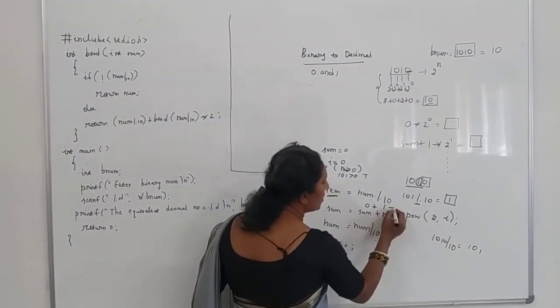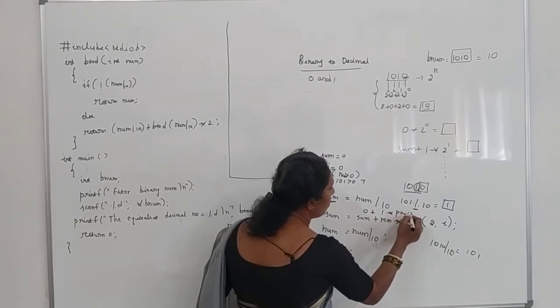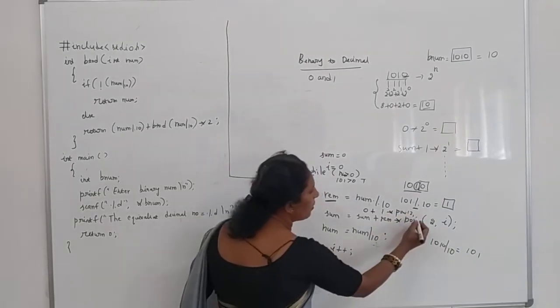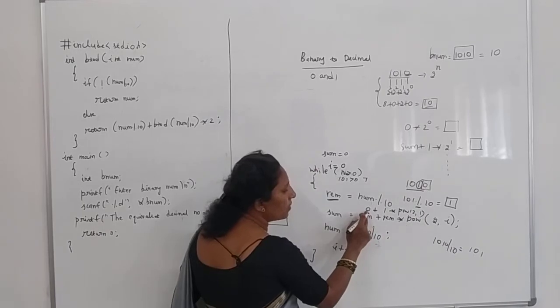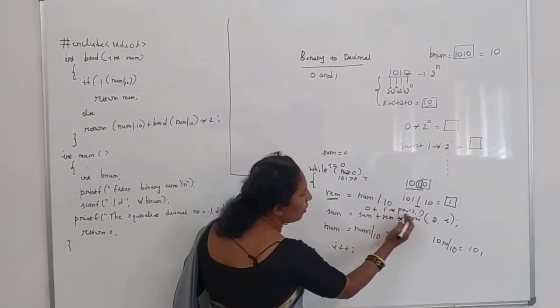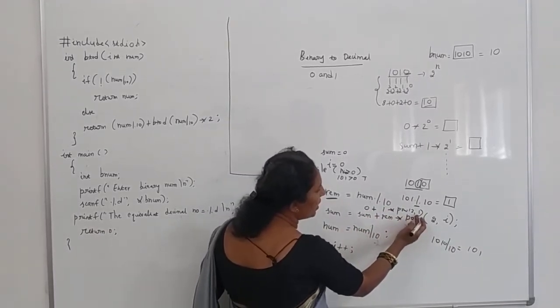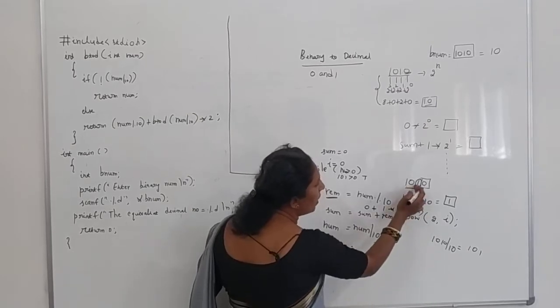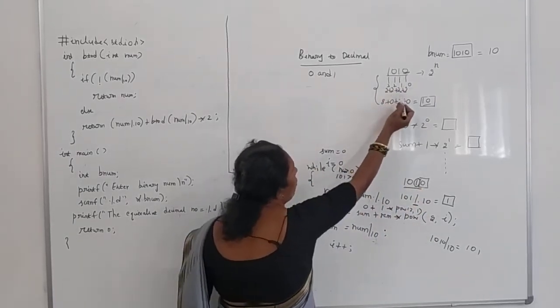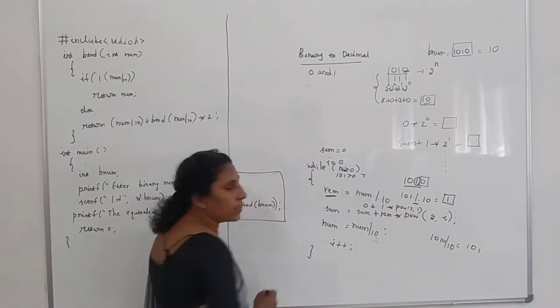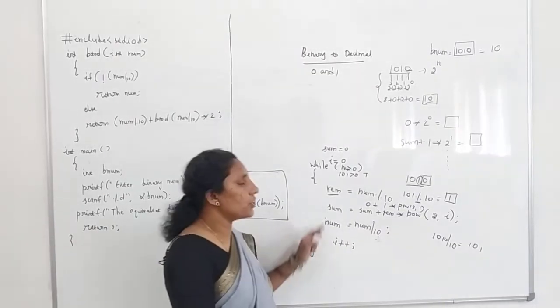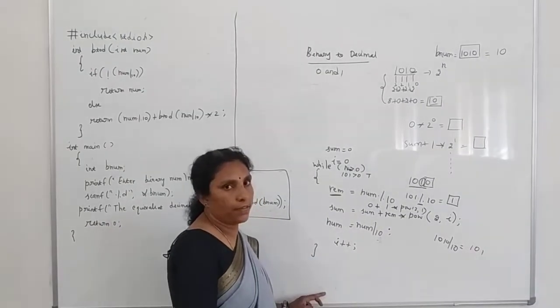0 plus remainder, which is 1, times power of 2. Here i is incrementing now, so it will become 1. So the previous sum value is 0 plus 1 into 2 to the power of 1, which is 1 into 2. So like that the procedure will be repeated. This is the actual logic of the binary to decimal conversion.